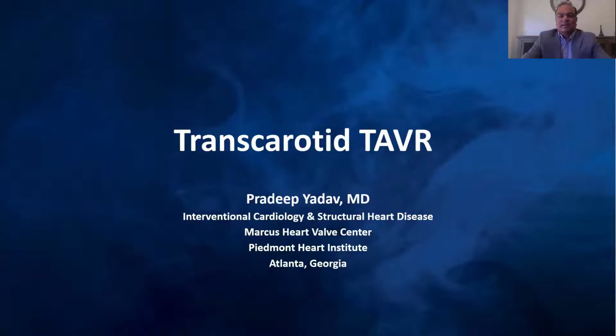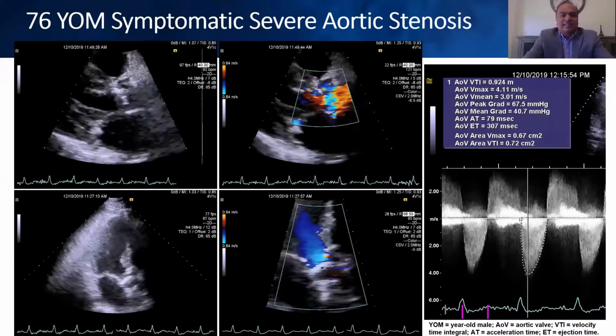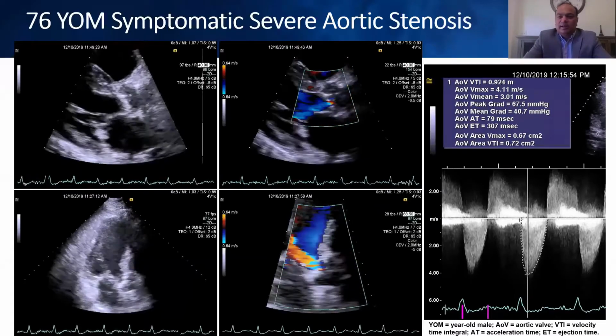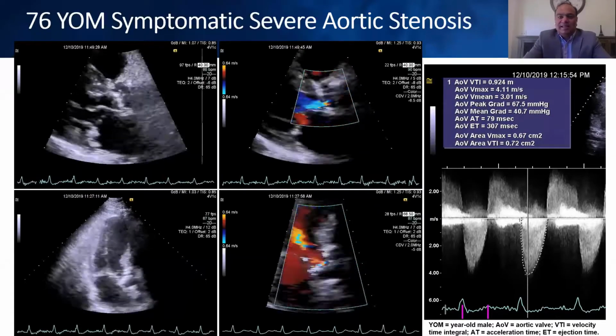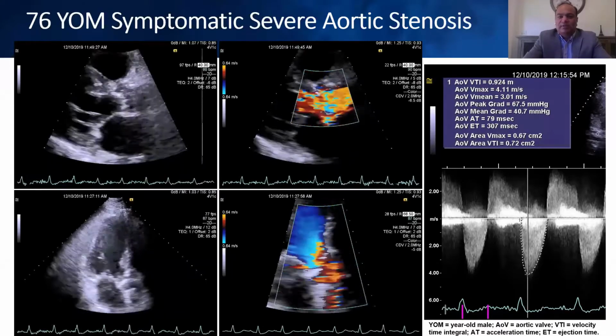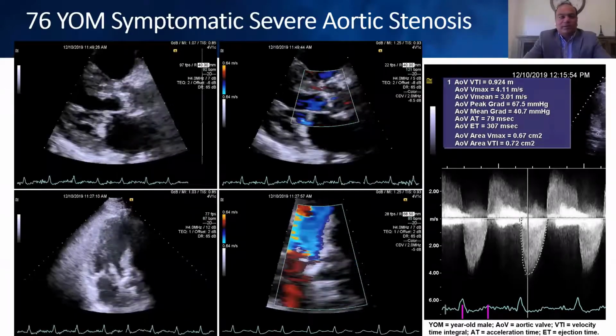All right, thank you, Jamie. So this is a case example: a 76-year-old male with symptomatic severe aortic stenosis, classic high gradient AS, calcific valve, mild AI with a mean gradient of 40, who was referred for transcatheter valve replacement.